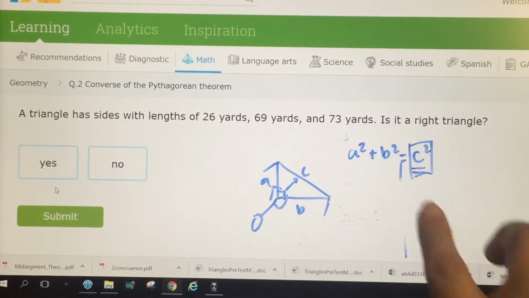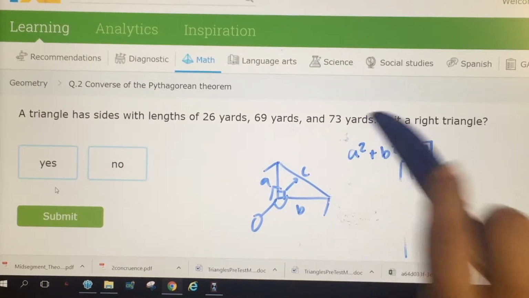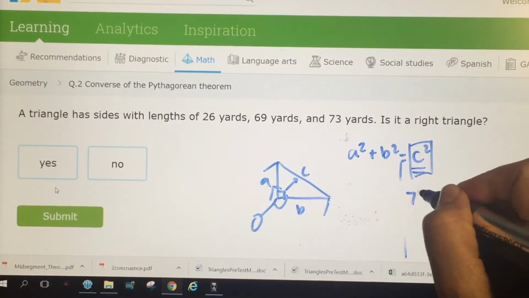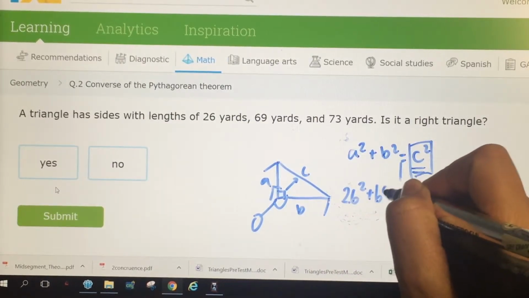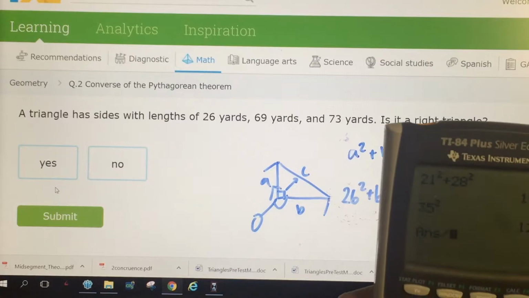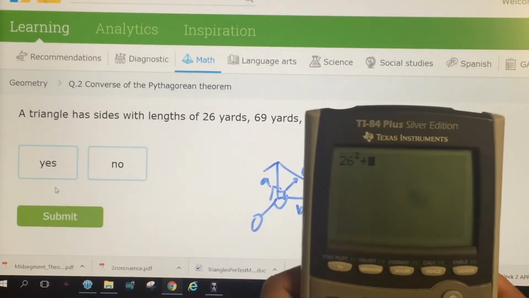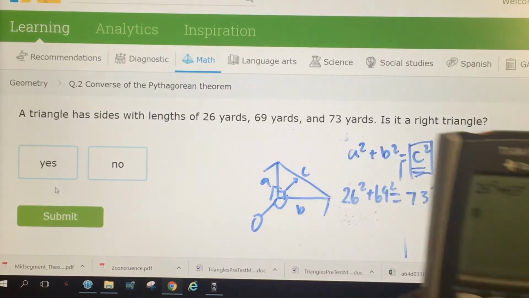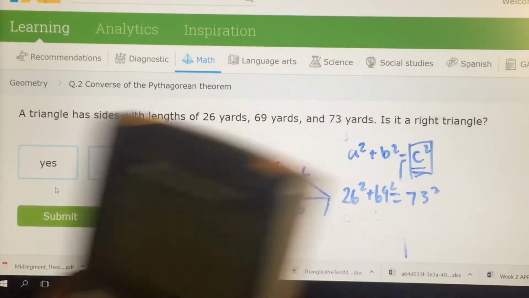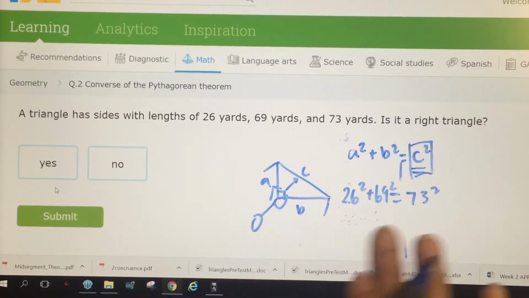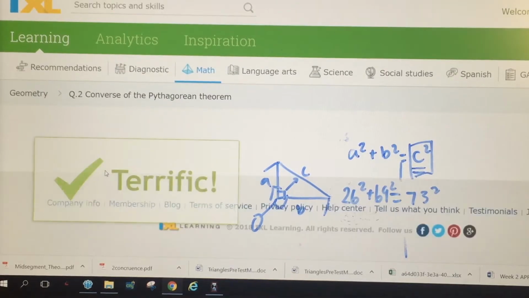All right, the biggest thing is identifying C. C is always the longest side, across from the right angle. So that's 73. So 73 squared. A and B don't matter, so any order is okay. Plus 69 squared. Then you're just checking to see if it satisfies the equation. So 26 squared plus 69 squared is that, and then 73 squared is that. Are those numbers the same? No. So this is not equal to this. If it's not, the Pythagorean theorem doesn't work. It is not a right triangle.